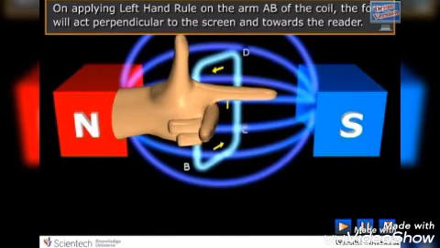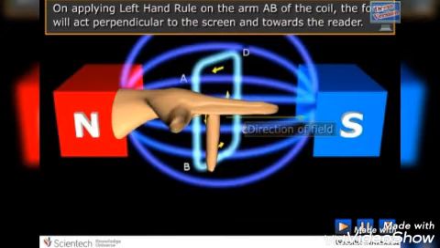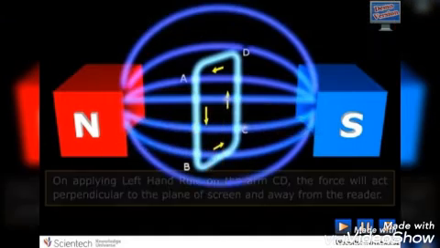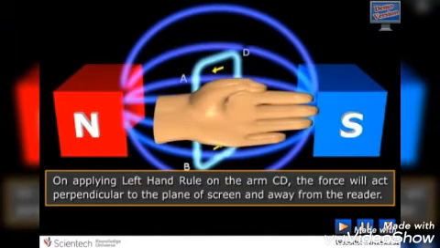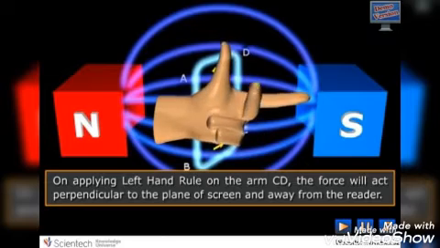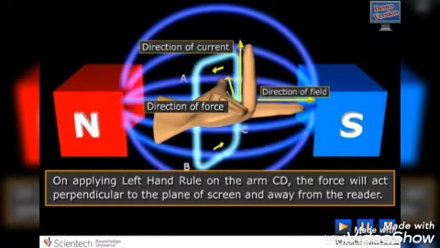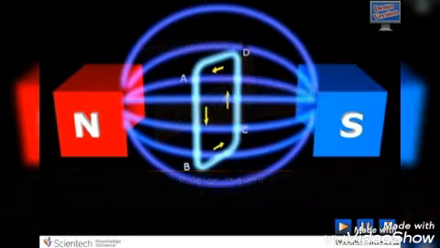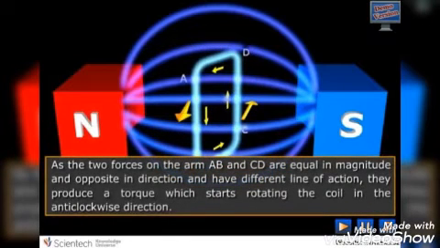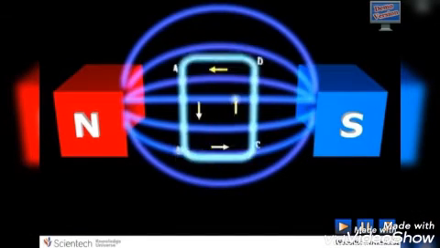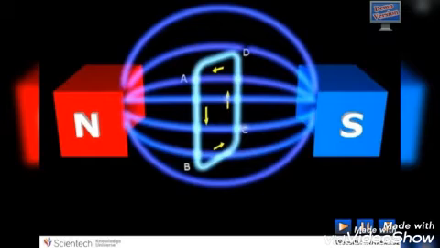On applying the left hand rule on the arm AB of the coil, the force will act perpendicular to the screen and towards the reader. On applying the left hand rule on the arm CD, the force will act perpendicular to the plane of the screen and away from the reader. As the two forces are equal in magnitude and opposite in direction, and have different lines of action, they produce a torque, and it is rotating in the anti-clockwise direction.